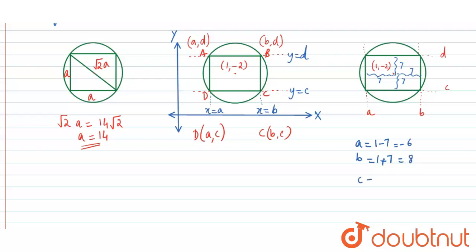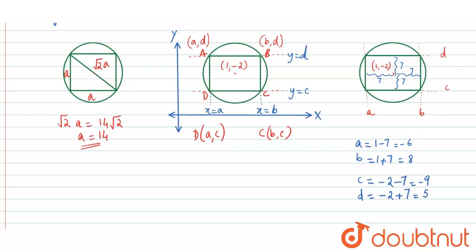Now similarly, for the y coordinates, we'll see here, if this point on the y-axis is minus 2, then c is 7 below minus 2. So that is minus 2 minus 7, that is minus 9. And d will be 7 ahead of minus 2. So that is minus 2 plus 7, which is equal to 5.